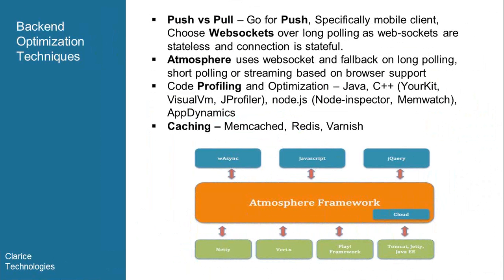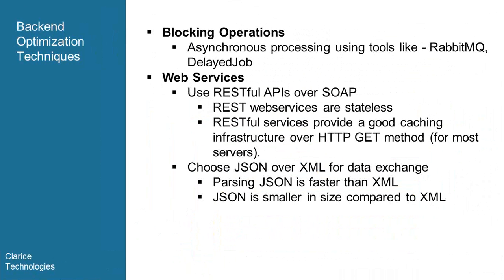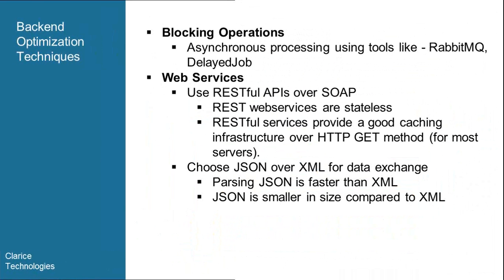Again, caching, Varnish, Redis helps us a lot. So for backend operations, use asynchronous processing tools like RabbitMQ or delayed jobs if it is a blocking operation. When it comes to web services, always prefer REST. Go for JSON over XML because it is faster and smaller in size as compared to XML.